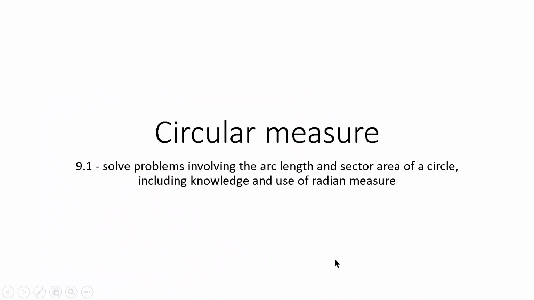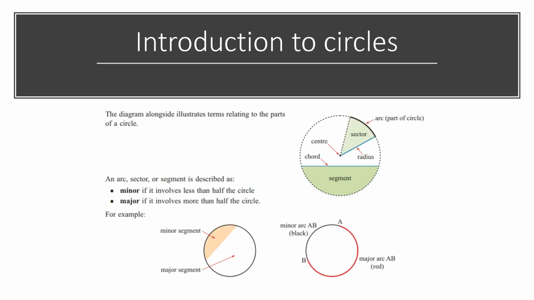Circular measure. Syllabus point 9.1 says solve problems involving the arc length and sector area of a circle, including knowledge and use of radian measures. What that means is you need to know how to solve problems about arc length and finding sector areas of a circle, as well as knowing how to calculate from degrees to radians and the other way around.